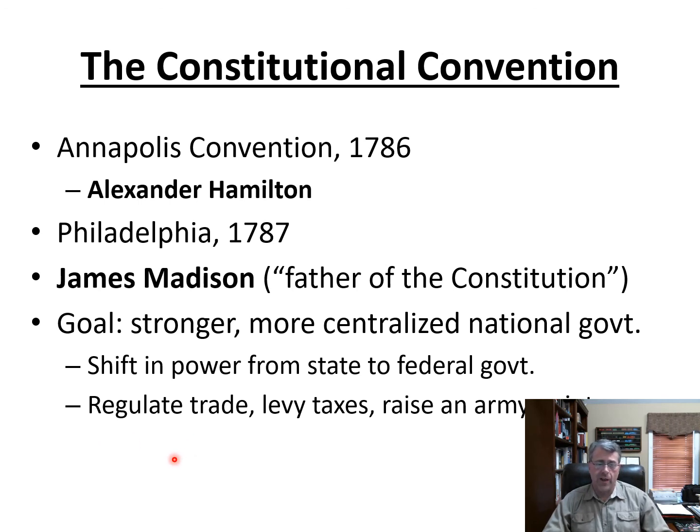Specifically, the powers that we're going to give this new federal government are the power to regulate trade, levy taxes, and raise an army. And of course, the federal government will be the only one printing money as a result of this too, again in an attempt to get everybody on the same economic system. So instead of having 13 different types of money circulating, we're only going to have one type of money printed by the federal government. So these are important powers.